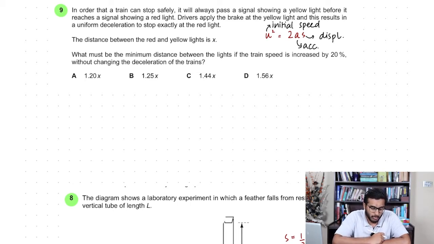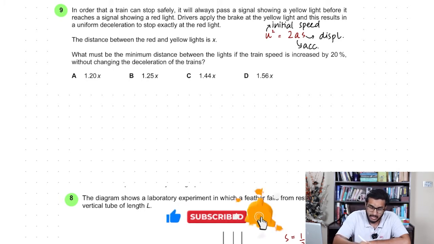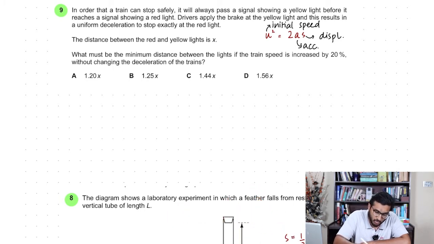So they're asking what must be the minimum distance between the lights if the initial speed is increased by 20%. Looking at the statement, what I can see is that we are trying to relate two quantities, speed and the distance. While looking at this, I figured out that U square is directly proportional to S. So this is the proportionality that I'll be using to solve this entire question.